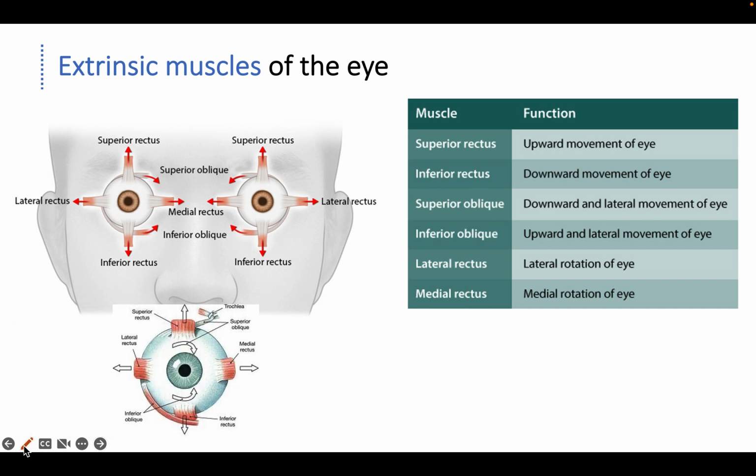Okay, but the idea here is that these muscles are rotating the eye. They're moving it left, right. They're moving it up, down, and they're also moving it up and to the right, up and to the left, down and to the right, and down and to the left.